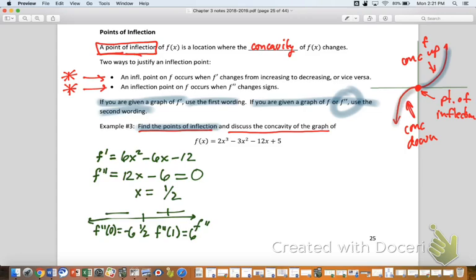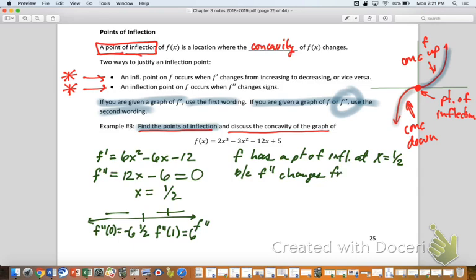So let's answer the first question. Are there any points of inflection on this graph? Where? That's right, there we go. So we can say f has a point of inflection at x equals 1/2 because f double prime changes from negative to positive.